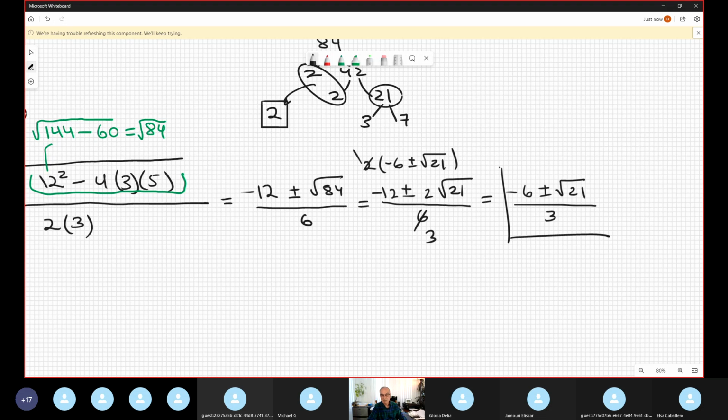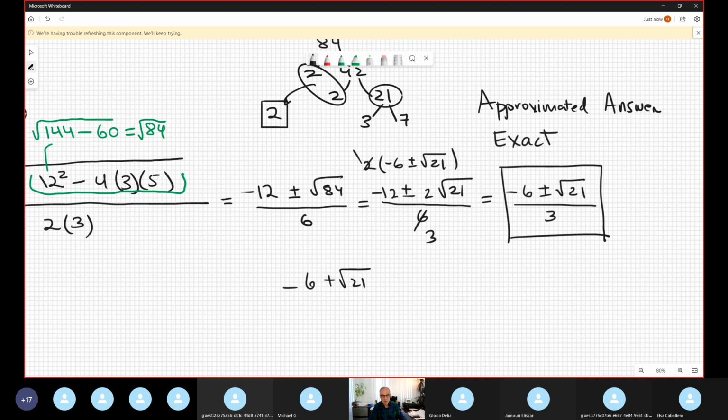But this is not good. It's the exact solution, but I have no idea of its size because it's an irrational number. This irrational number, I know it's an infinite decimal. I need the approximate answer, important for the graph. I need to find the approximate answer. I put it in the calculator: minus 6 plus radical 21, over 3.